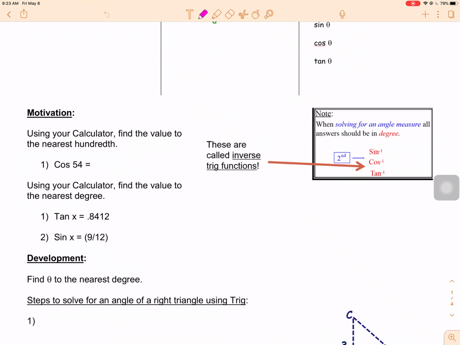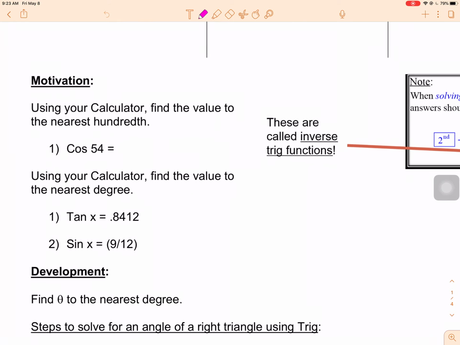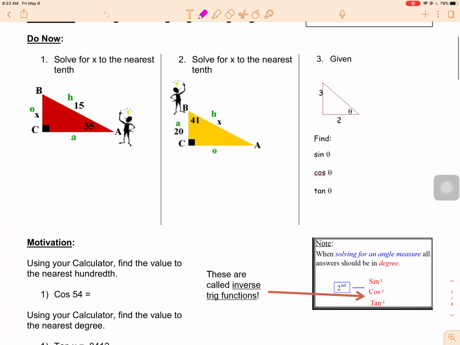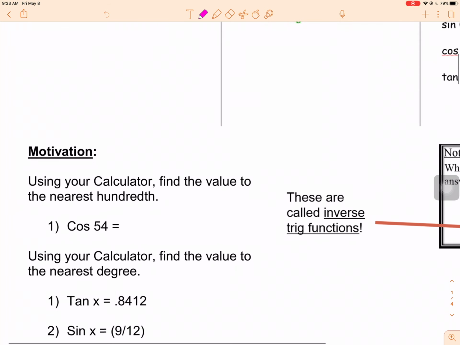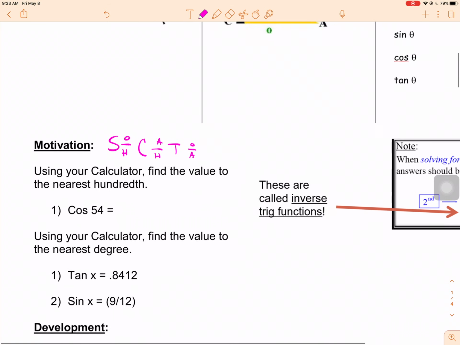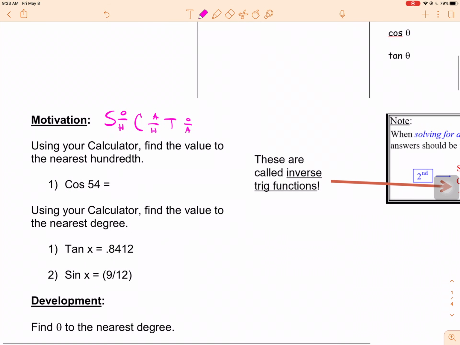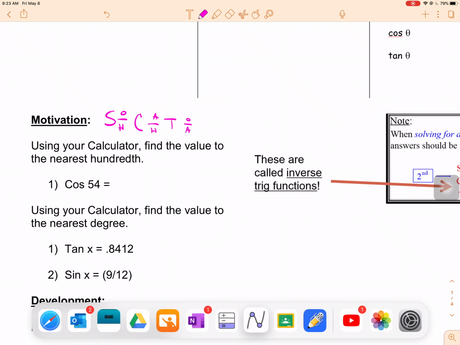Hey guys, so after finding a missing side using trig in right triangles and then a day of practice, we're going to move on to finding missing angles, right? So using your calculator, I'm going to skip the do now of finding the missing sides. However, I am going to write up here, as we always need it in right triangle trig, SOHCAHTOA.